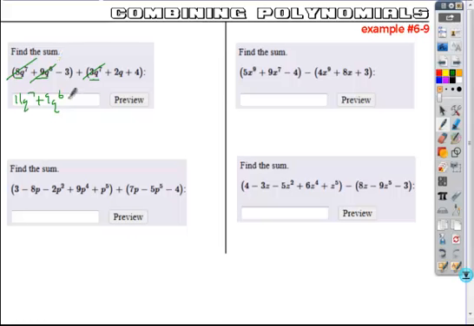Then the next is power of 1, my first degree term. Nothing to combine that with, so plus 2q. And then a negative 3 and a positive 4 nets me plus 1. And so that would be my simplified form.